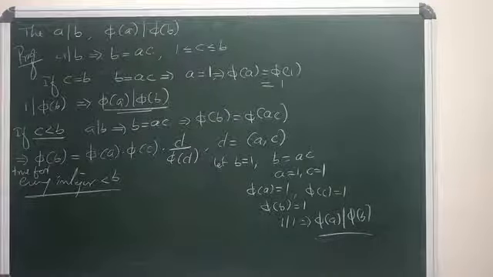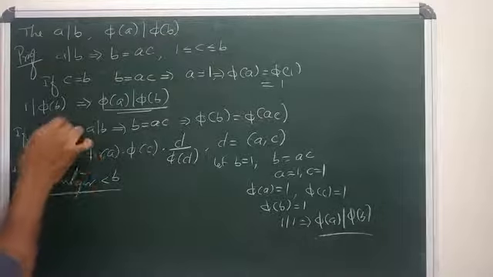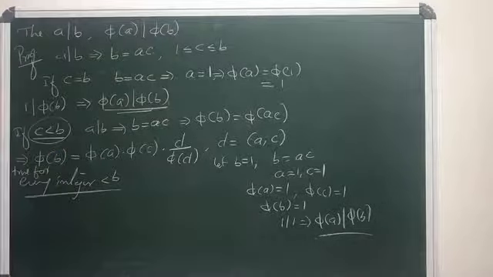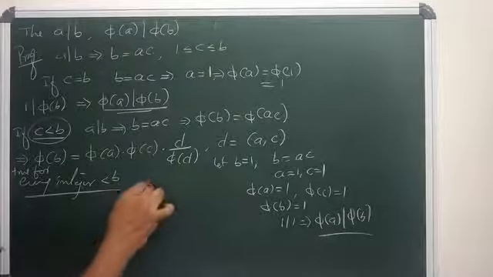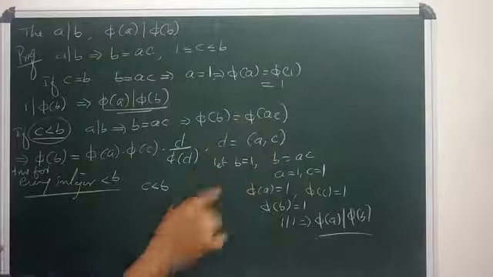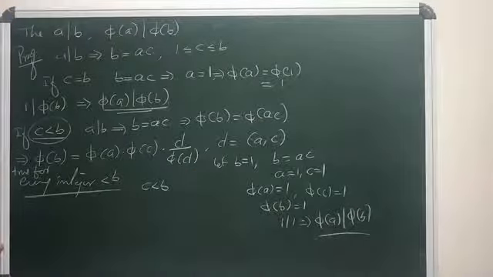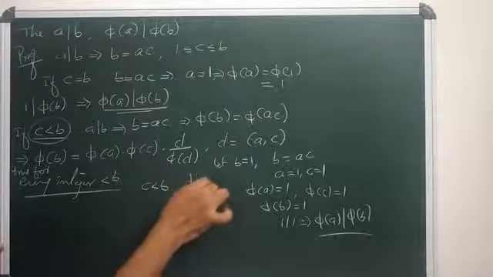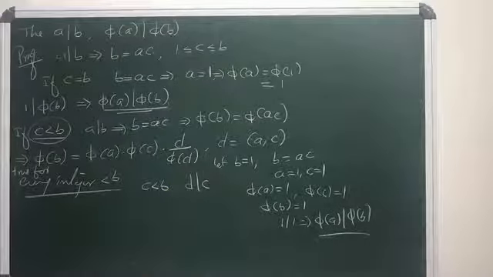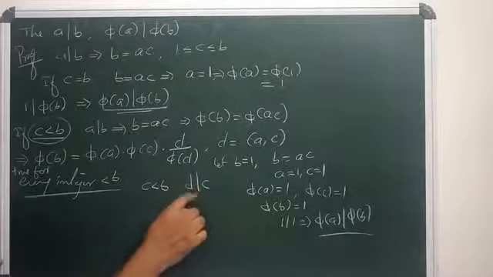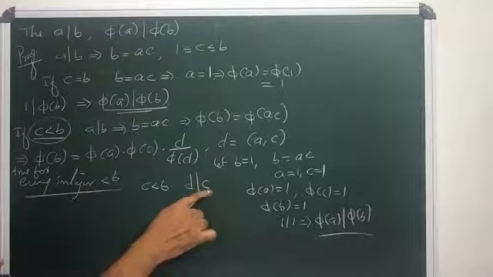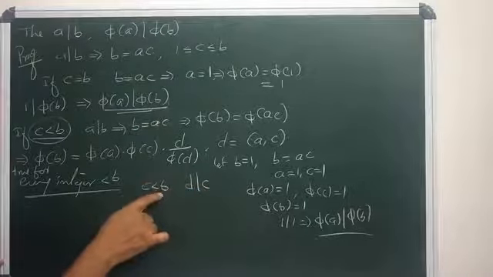Now assume the result is true for every integer less than B. Every integer less than B means, what's our second case? Our second case is C less than B. And what is D? D is the GCD of A and C, which means D must divide C. Okay, D divides C. When D divides C, it is true for every integer less than B.